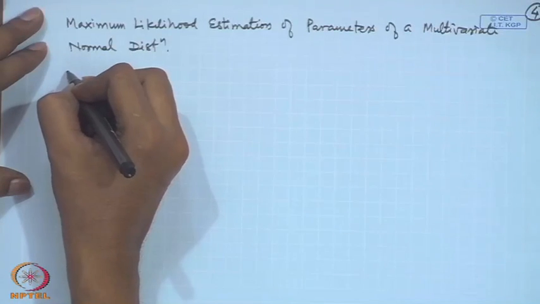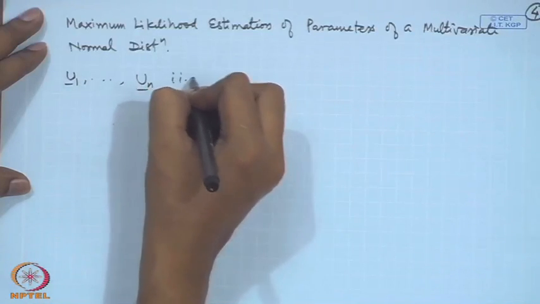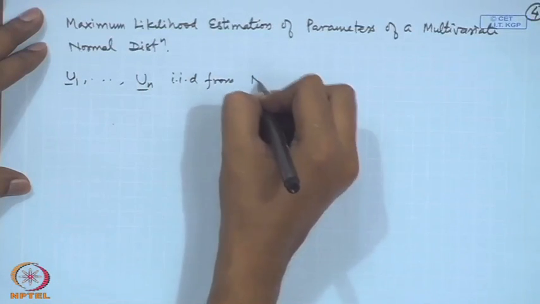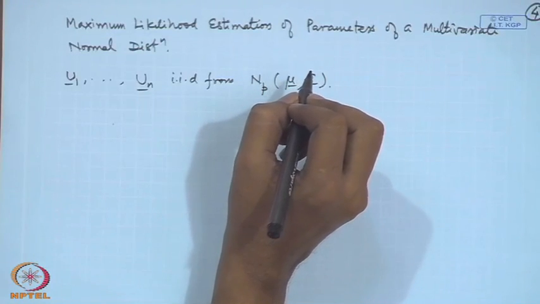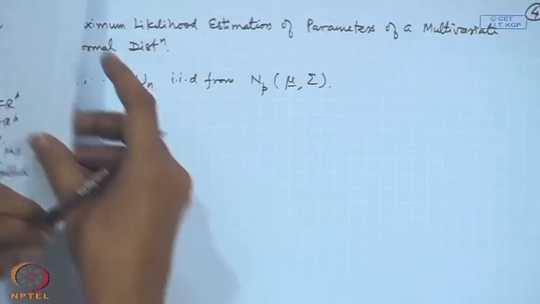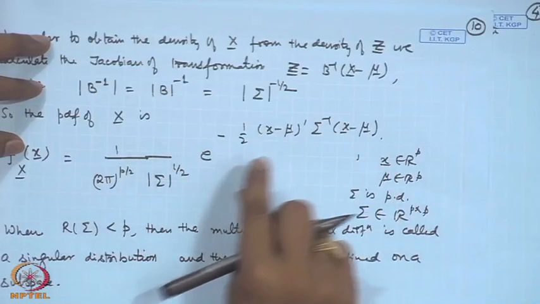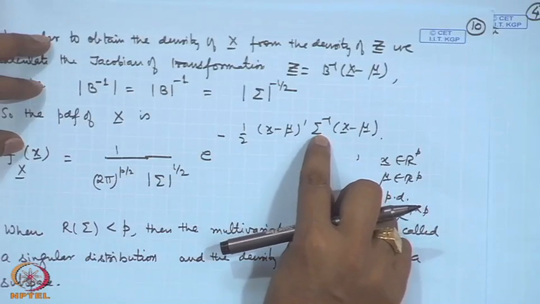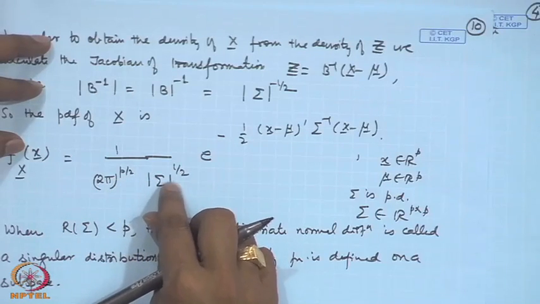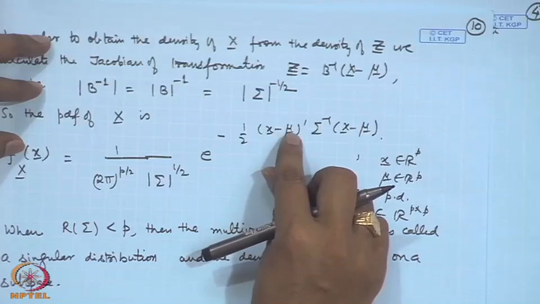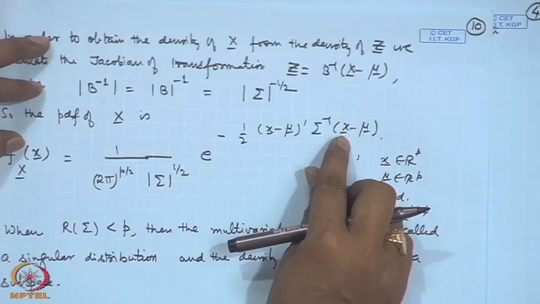So, as before, we have U1, U2, ..., Un, a random sample from N_p(mu, Sigma). Now, let us go back to the density function of U_i. Yesterday, we have seen the density function of the multivariate normal distribution. When the rank of Sigma is full, it is given by 1 by (2 pi) to the power p by 2, determinant of Sigma to the power half, e to the power minus half (x minus mu) prime Sigma inverse (x minus mu). Now, we write this density for U1, U2, ..., Un.